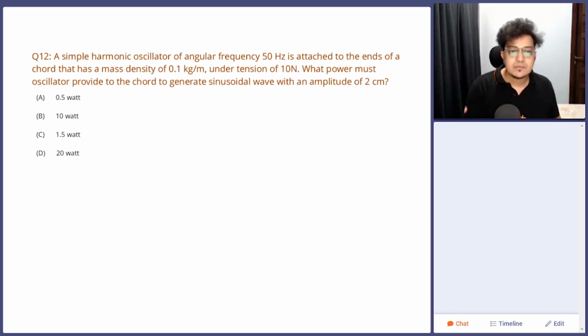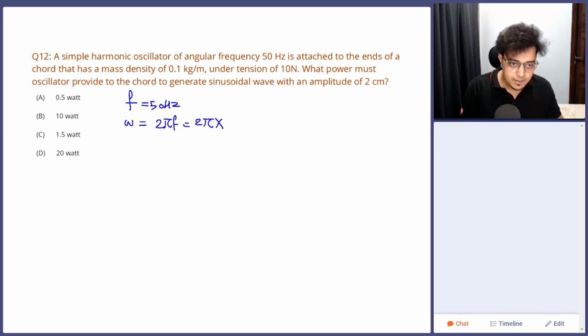A simple harmonic oscillator of frequency 50 Hz is attached to the end of a cord that has mass density 0.1 kg per meter under a tension of 10 Newton. What power must the oscillator provide to the cord to generate a sinusoidal wave of amplitude 2 centimeter? So what information is available? The frequency of the oscillator is 50 Hz. From the frequency we can get the omega value. Omega is 2 pi into frequency, so 2 pi into 50 gives us 100 pi. Then the tension is given as 10 Newton.